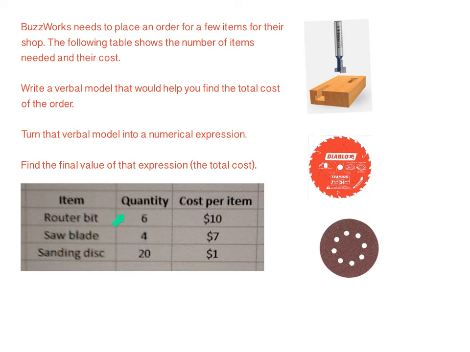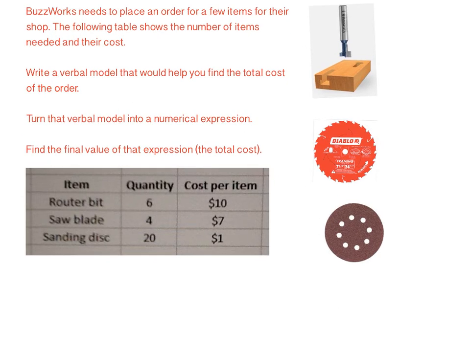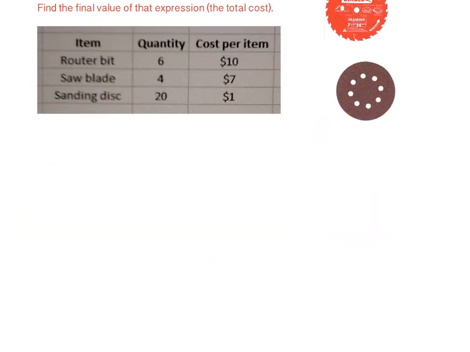So how many router bits? 6. What's the cost per router bit? $10, all right? So you get the idea. Now, to put it all together, it could be kind of difficult, so let's just take it one at a time. What if they just bought 6 router bits at $10 a pop? What would we say? Well, verbally, logically, the number of router bits I need times the cost per bit will tell us the cost of all the router bits, right?